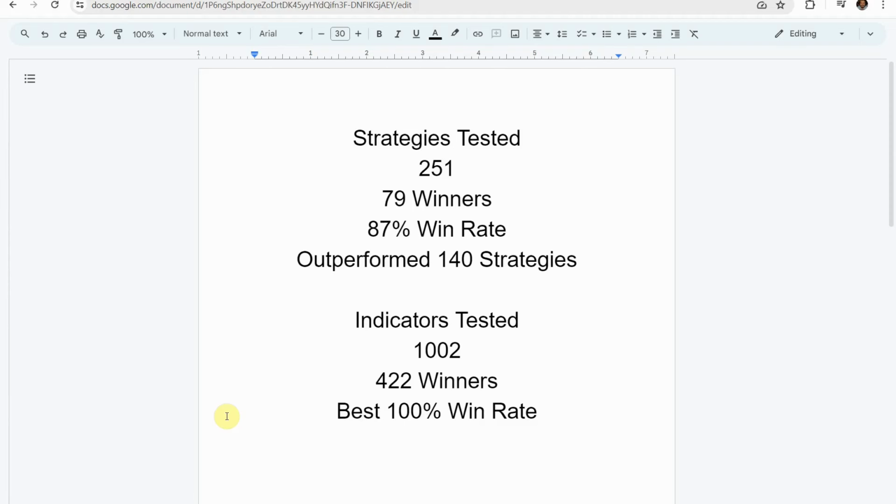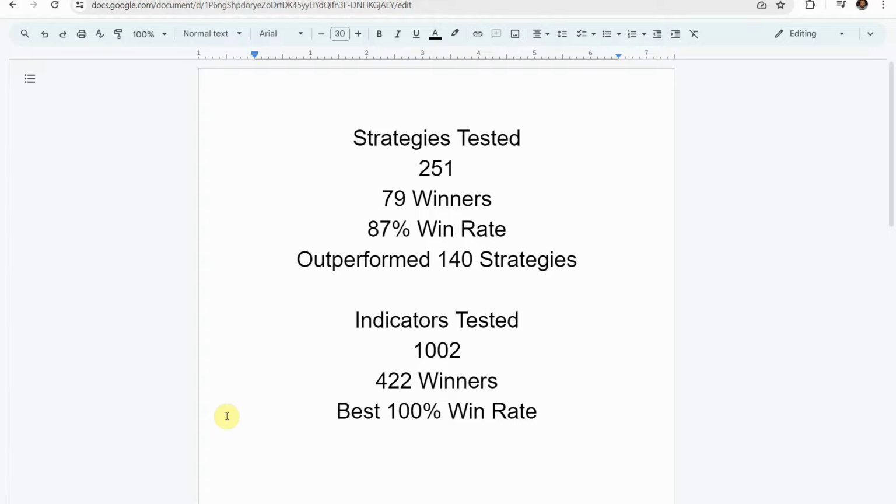Alright, as I said, today we will be testing a crypto scalping strategy. Before we do though, I wanted to put the testing scoreboard up for everyone to see. So to date, we have tested a total of 251 different strategies, with 79 of them being winners. The best one so far was able to achieve an 87% win rate. That was achieved using the Academy of Forex indicator.